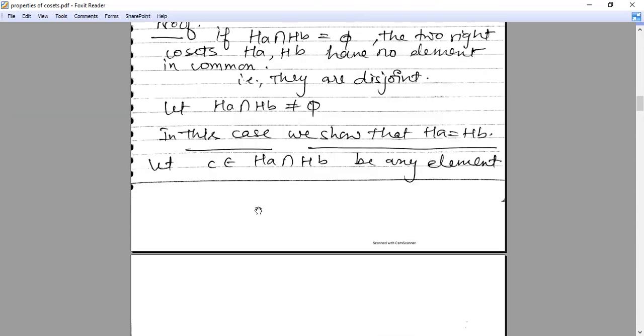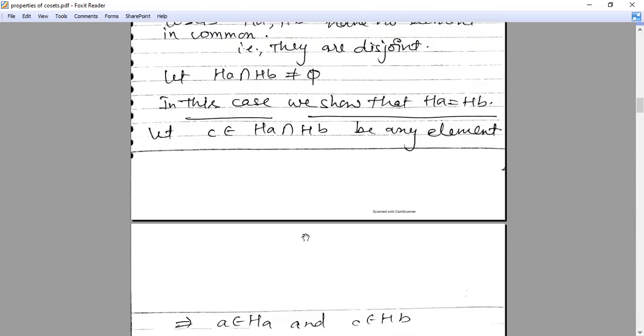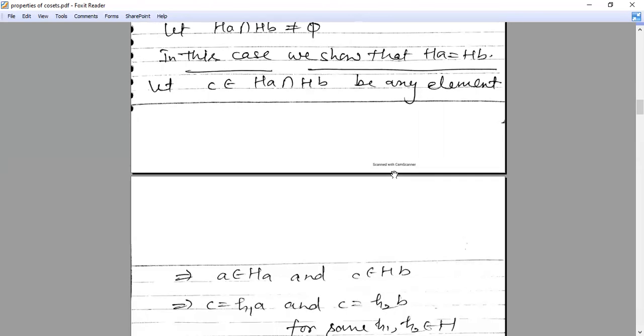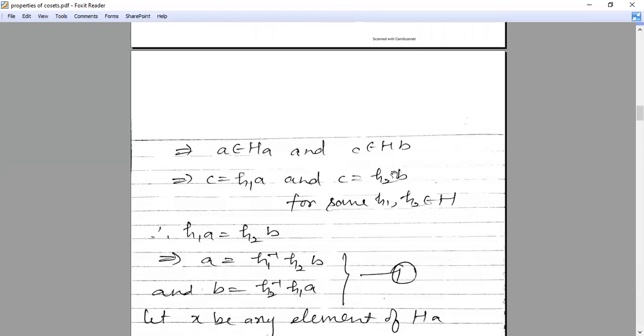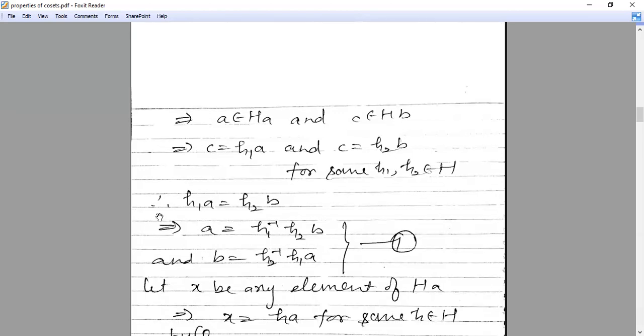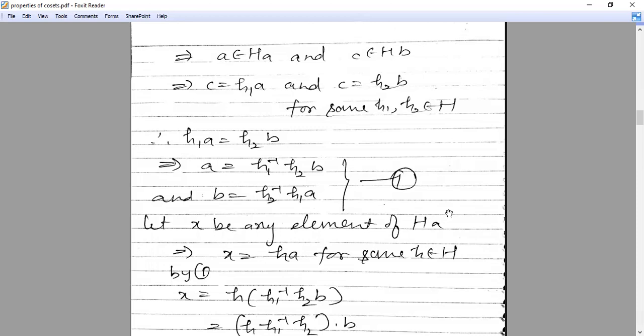So if their intersection is non-empty, that means there is some element which belongs to the intersection. So suppose that c belongs to HA intersection HB, any element. So if c belongs to HA intersection HB, that means c belongs to HA and c belongs to HB both. So if c belongs to HA, then c can be written as h1 into A for some h1 belongs to capital H, and if c belongs to HB, then c can be written as h2 into B for some h2 belongs to capital H. So this is also equal to c and this is also equal to c. That means h1A is equal to h2B.